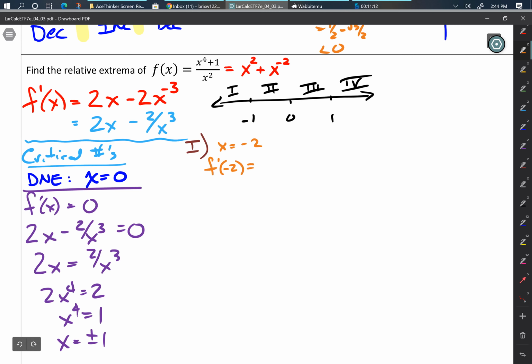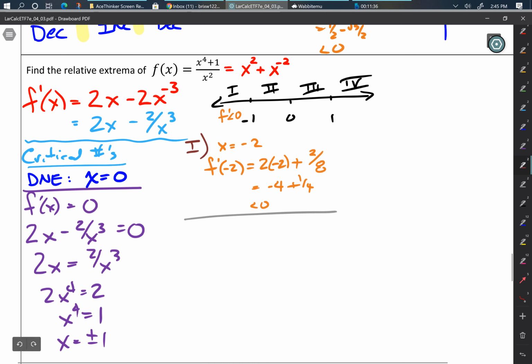I'm going to use the blue version of the derivative. Let's see, that's going to be 2 times negative 2 minus 2 over negative 8. So that's just going to be plus a quarter. So negative 4 plus 1/4, that's less than 0. So over here, f prime is less than 0. Decreasing function.